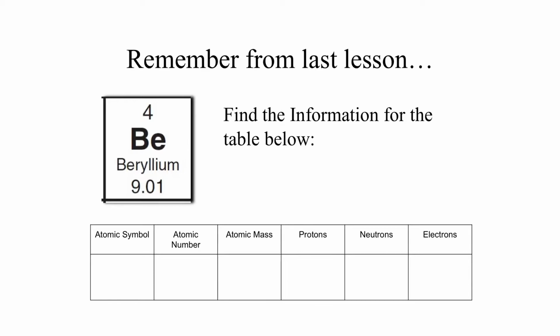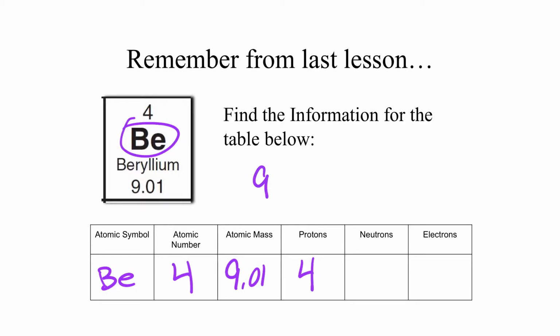So if you remember from last lesson, lesson 102, the atomic symbol for this is Be, for beryllium. The atomic number is 4. The atomic mass is 9.01. When you're asked for the number of neutrons, you round the atomic mass to 9 and subtract 4, which gives 5 neutrons. The number of protons is 4. And the number of electrons in a neutral atom is the same as the number of protons.